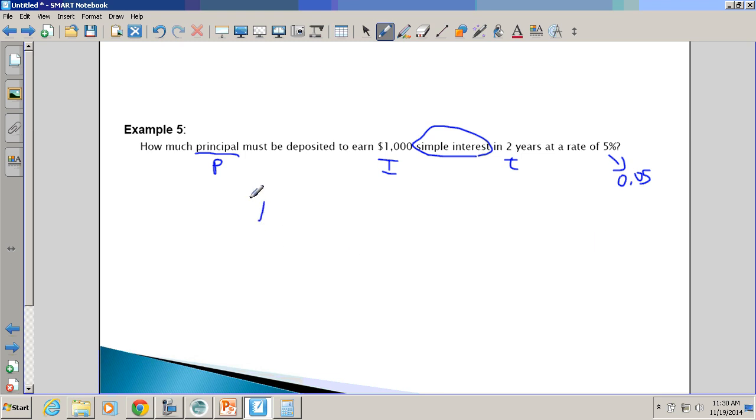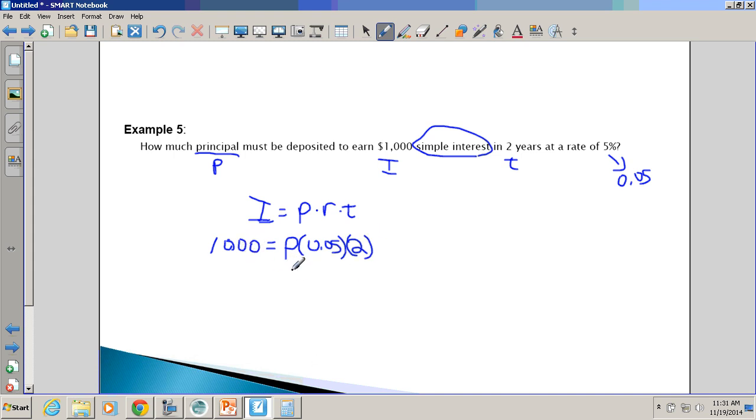Okay, simple interest formula: simple interest equals principal times the rate times time. Now I have the interest this time. I know that I'm going to make $1,000 interest. I want to know how much money I have to start with. So that's the principal. How much money do I have to put in this account if there's a rate of 0.05 and I only want to do this for 2 years? So how much money do I have to put in there in order to make $1,000 in interest?